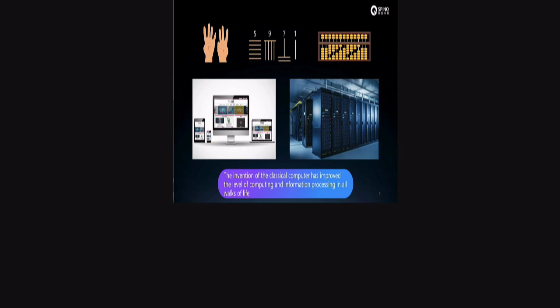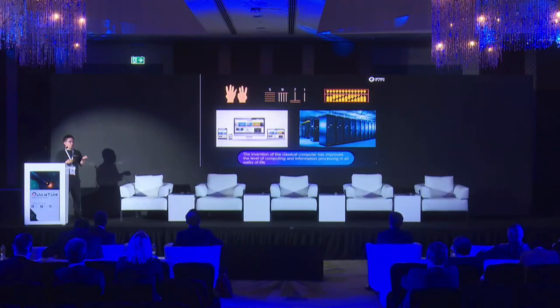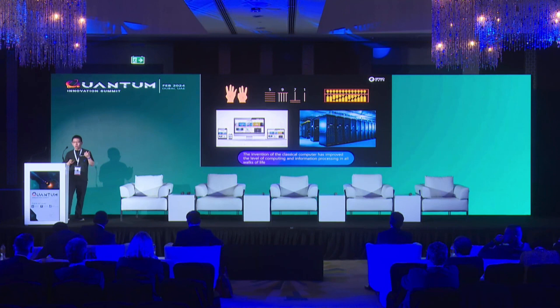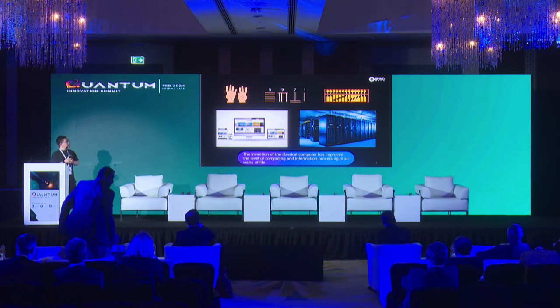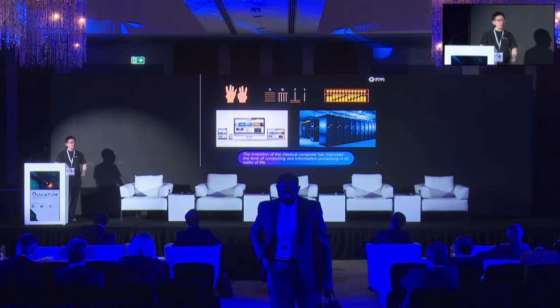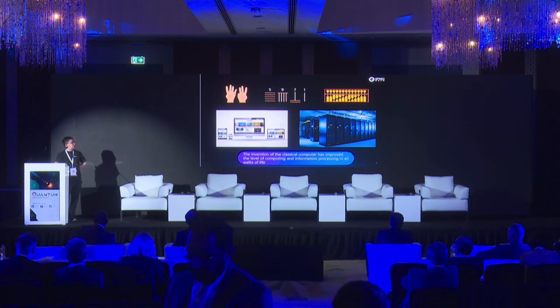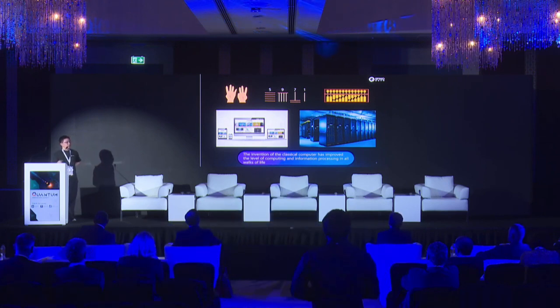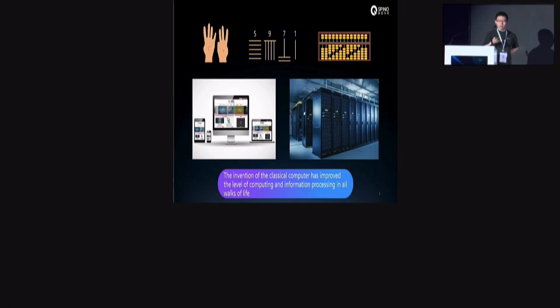And we may use some tools to help us with computing. For example, you can use your fingers, you can use the abacus, or use a supercomputer. It doesn't matter what kind of tools you are using. They are just a tool to help us with computing. Later we will see that quantum computer is just another tool for computing, but even better and faster.